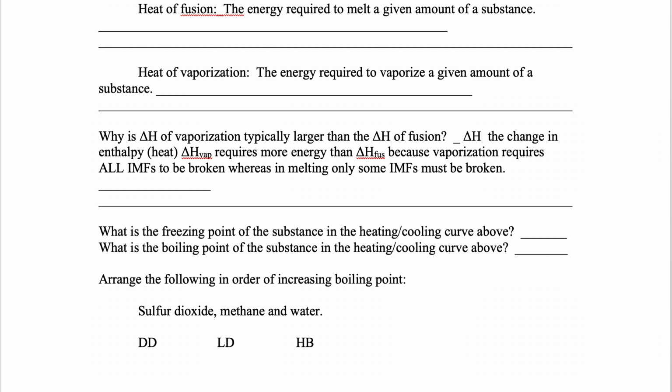So to arrange those guys in order of increasing boiling point, I will put the one with the lowest boiling point first. And I will say methane has a lower boiling point than sulfur dioxide, which has a lower boiling point than water. And we will be done. Whew, that was hardly any trouble at all.